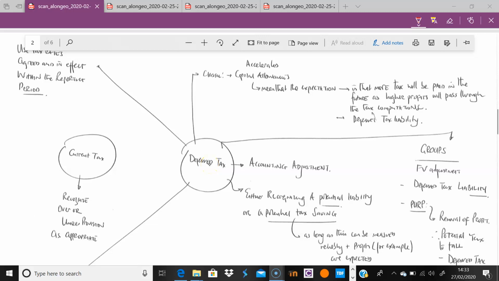Right, let's talk deferred tax. So, first of all, with deferred tax, I just want to get this out of the way. This is rarely ever an issue for anyone. This is current tax. Recognize any over or under provision as appropriate. Just sort of deal with that. The question is deferred tax.